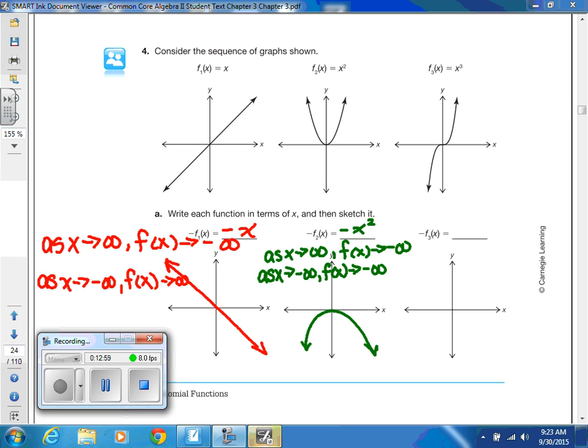Hey, how about this one? It's going to be a negative x cubed. It's going to flip it. So as x approaches infinity, what's f of x doing? Okay. As x is approaching negative infinity, what's f of x doing?